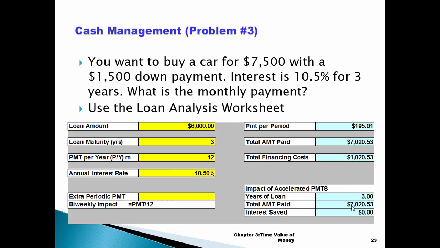We also can use the loan analysis worksheet. Again, plugging here, $6,000 is the loan, 3 years, 12 payments, 10.5% is the interest. You see that $195 is the payment. The total amount that you'll pay over 36 payments is $7,020. So that means that the total financing cost is going to cost you $1,020 to borrow this $6,000.